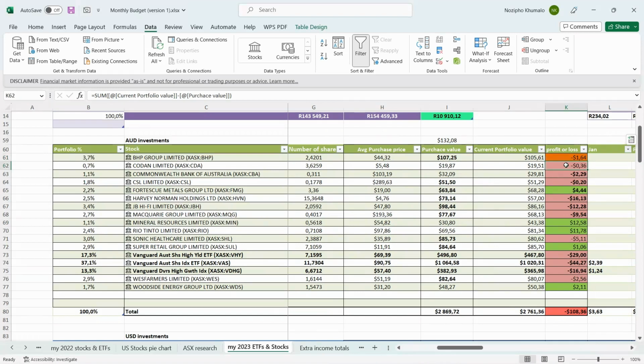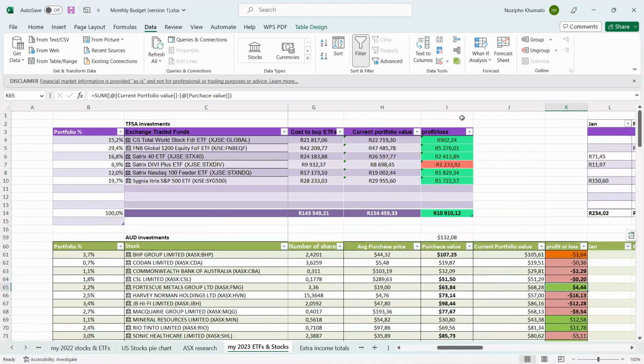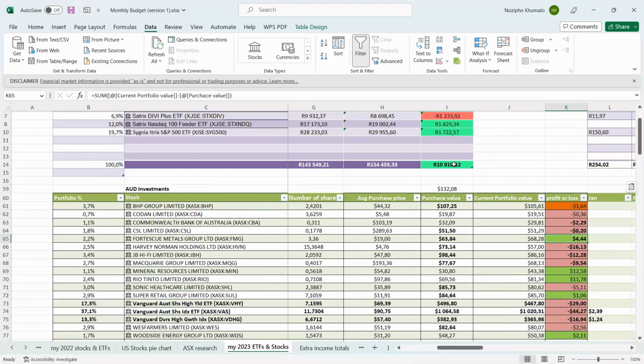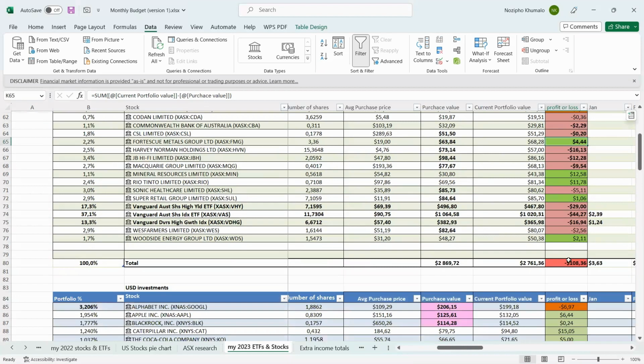It's an automatic setting that I set for my table. And if it's profit, it's highlighted green. So you can see that in my Australian account, there's lots of red compared to greens. Whereas in my TFSA, there's only one red ETF and the rest are green. And here is the total profit. And here is the total loss.